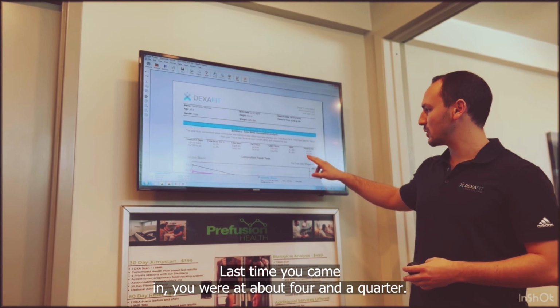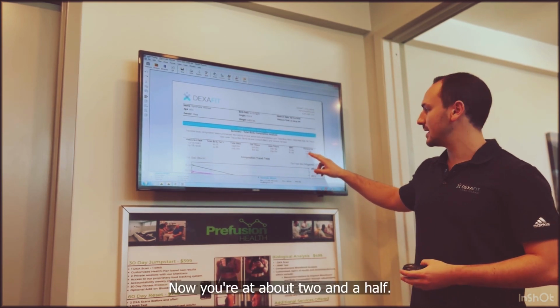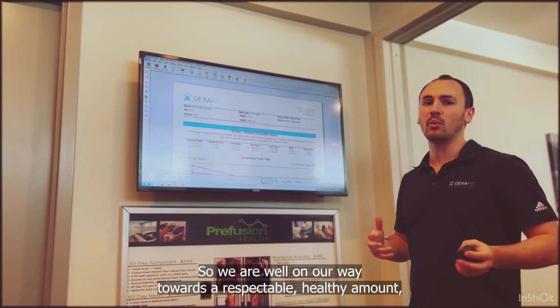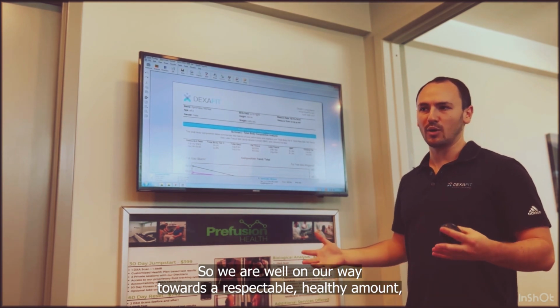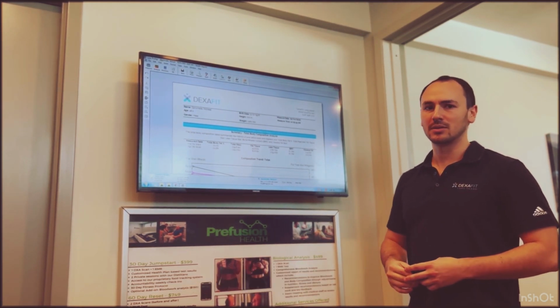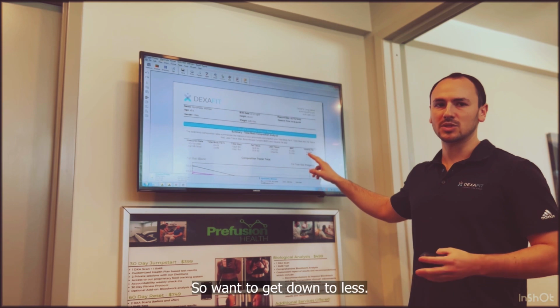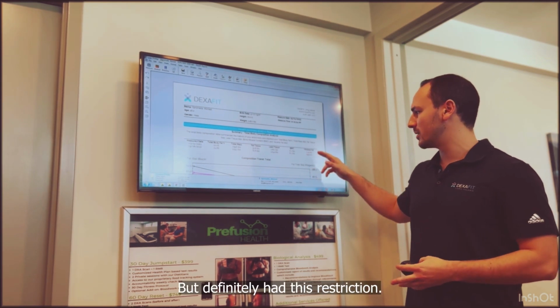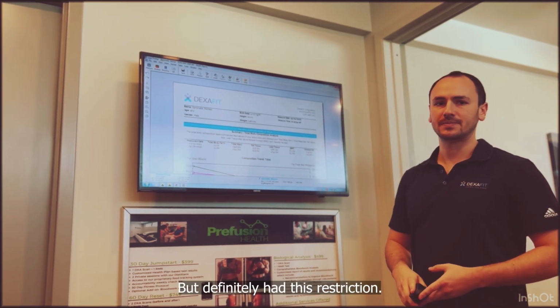Last time you came in, you were at about 4.25. Now you're at about 2.5. So we are well on our way towards a respectable, healthy amount. Still a little bit high. Still want to get down to 1 pound or less, but definitely headed in the right direction.